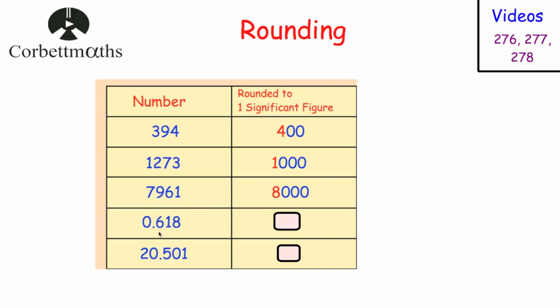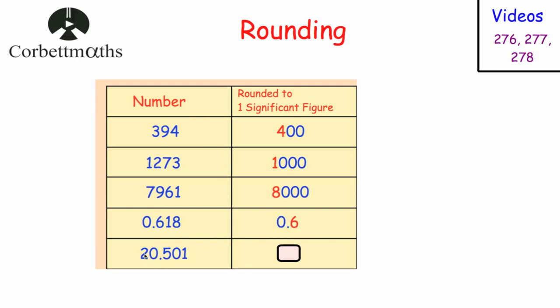So our next one's a decimal number, and whenever we're dealing with significant figures and decimals, you ignore the naught points and all the zeros at the front, and you're looking for the first digit that's not a zero. So we've got 0.618. Our first significant figure here would be the 6, you ignore the 0, and our second one would be a 1. Because it's 4 or below, you round down, so it's going to be 0.6. Another way to look at it: it's either going to be 0.6 or 0.7. This is closer to 0.6, so the answer would be 0.6.